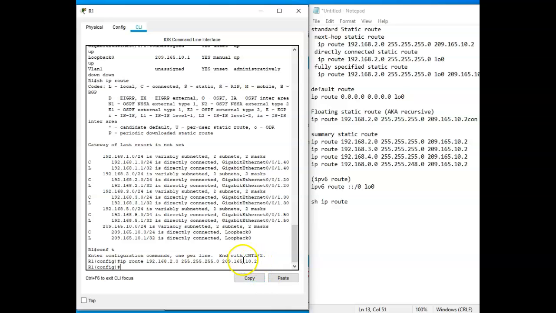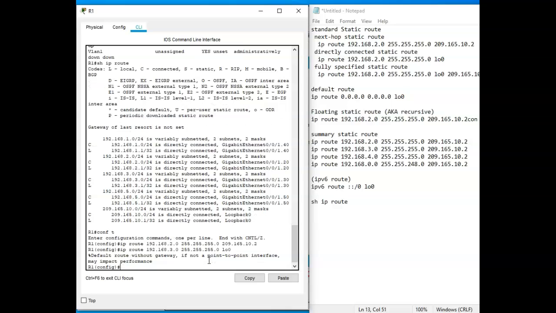And it went in. If we want to do directly connected, we can do IP route 192.168.3.0, and we'll do 255.255.255.0, because our other VLAN is 3. And then we're going to use LO0. That's our loopback. Enter.